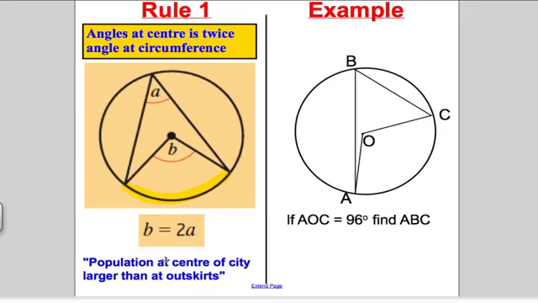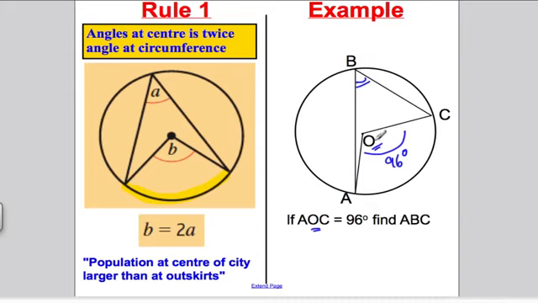If you're struggling remembering that, I sometimes think the population at the centre of a city is bigger than the outskirts of a city. So there's one way of remembering it. Let's just do a quick example here. Here's a typical question for us. It tells us that AOC, the angle at O here, is 96 degrees. It asks us ABC, A to B to C, that one.